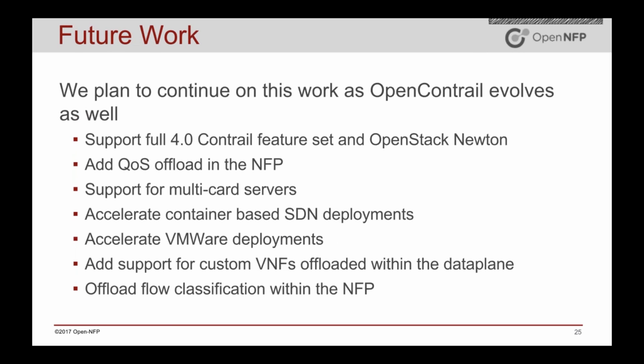Okay. So what are we going to do in the future? Well, this was a very interesting project and great exercise. But we've got more to do, because the great thing about a software-defined network is that it can evolve at the speed of software. So Contrail is continuing to evolve, and as it does, we're going to move with it. So we're going to add support for the Contrail 4.0 feature set. We're going to add quality of service offloads in the SmartNIC, which wasn't part of Contrail when we started the project, but has been added now.